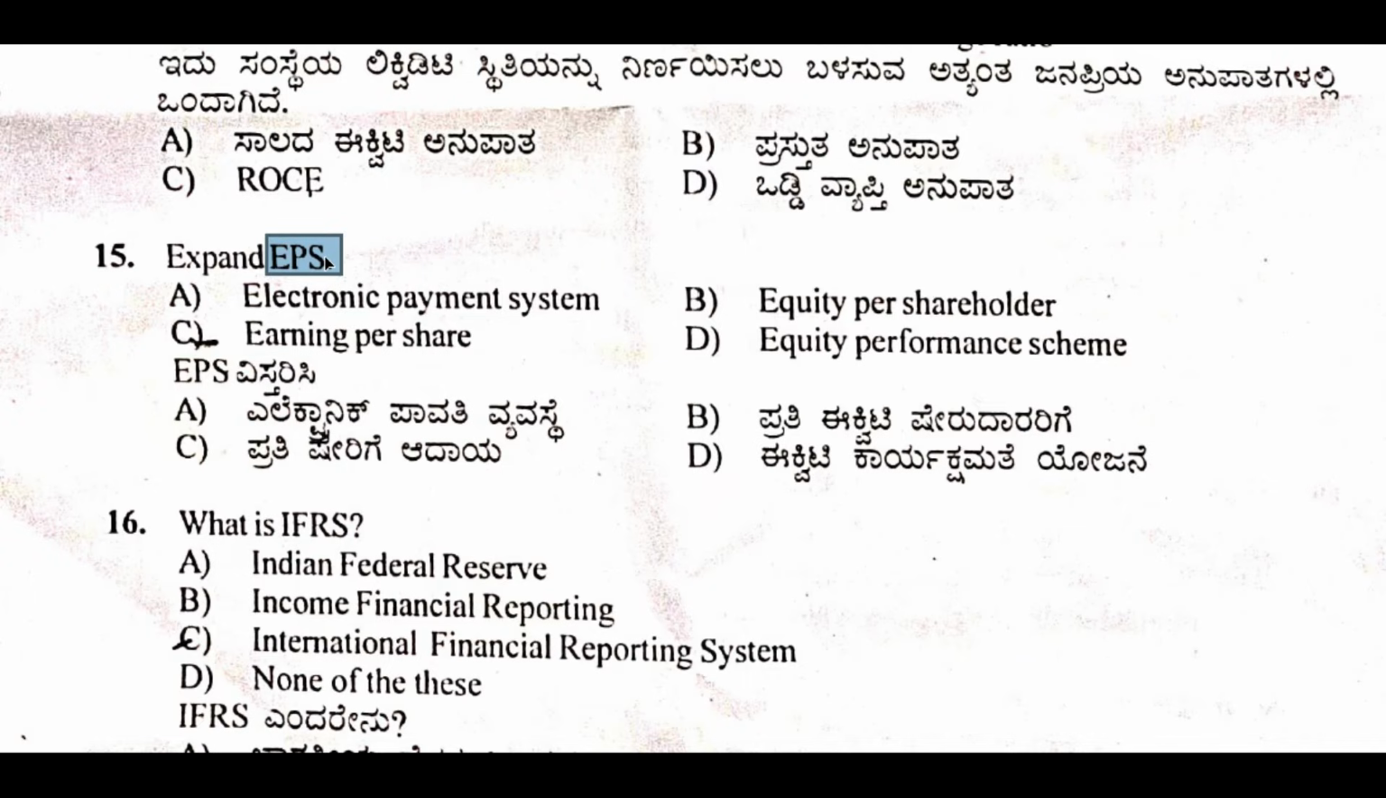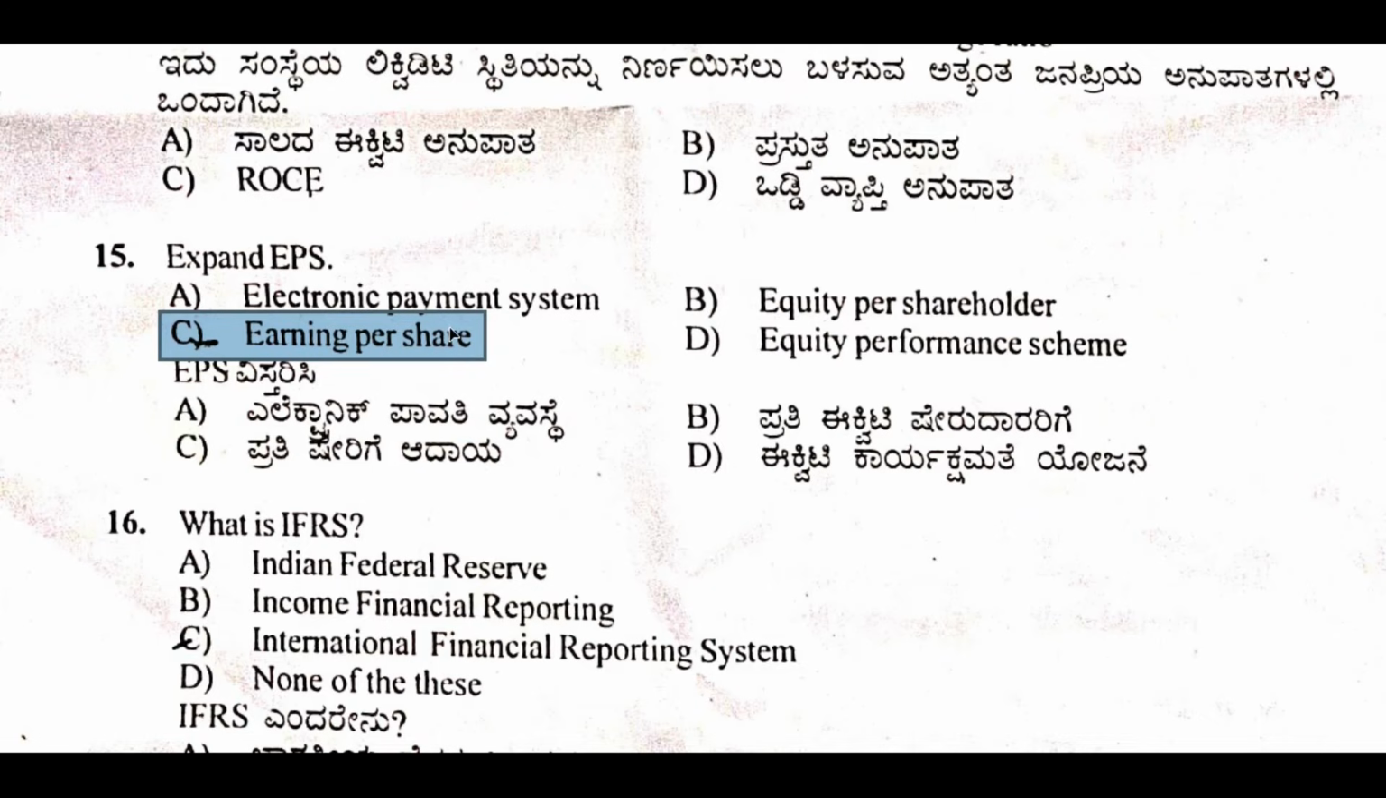But as we know that the paper title is financial education and investment awareness, we have to keep in mind the subject title. So as per the subject, EPS stands for earning per share, and this is calculated as a company's profit divided by the outstanding shares of its common stock. So option C, earning per share, is the right option.